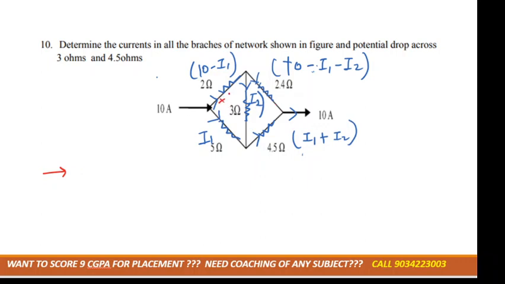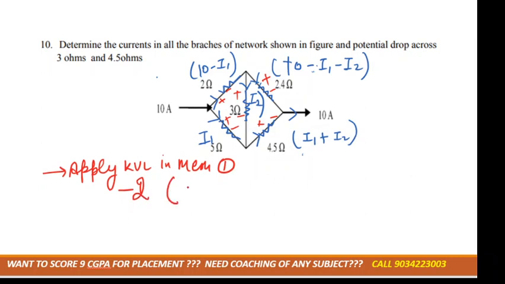So that would be, again we have to mark the sign, right, like this. So we have to apply KVL in mesh 1. Apply KVL in mesh 1. How much is it? Minus 2 into ... plus 5 into I1 is equal to 0.